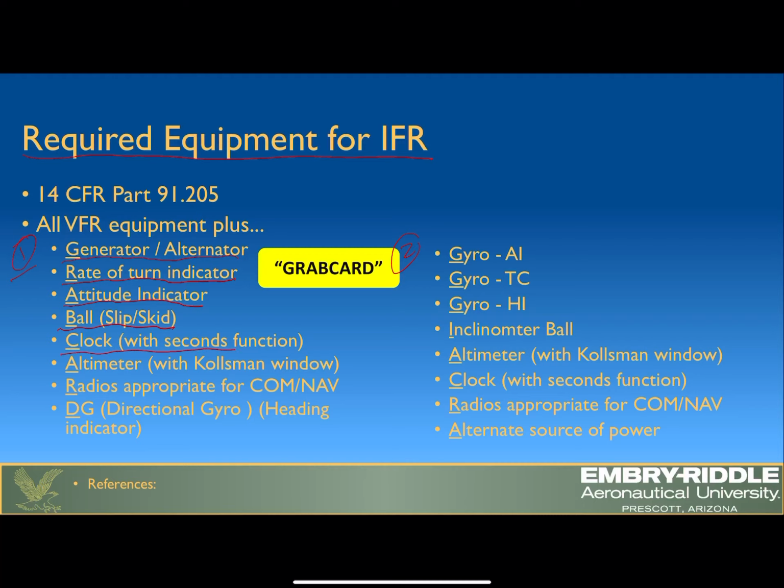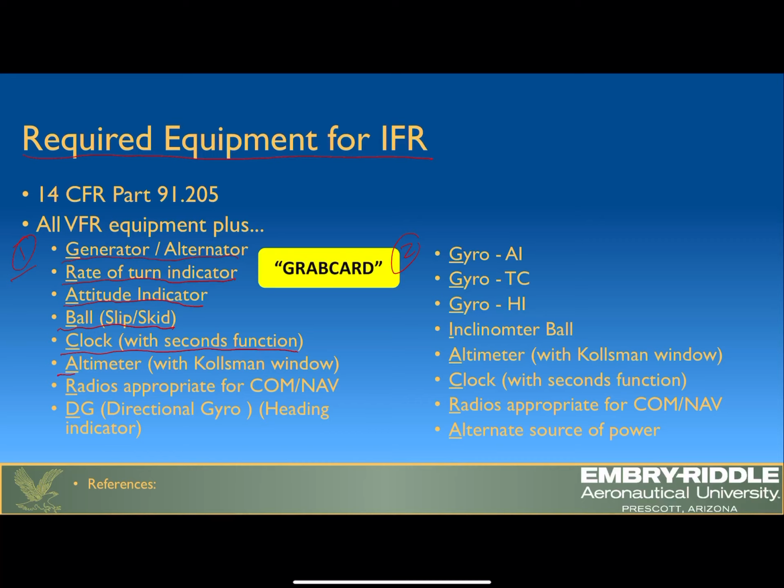C stands for clock. Kind of simple. Something you probably would have never thought of before, but we need a clock installed on our aircraft, whether it's digital or analog. Most important is that it has to have a seconds function. So if it does not have a second hand, or the digital clock does not show seconds, then it is not usable. You need it to have a seconds function.